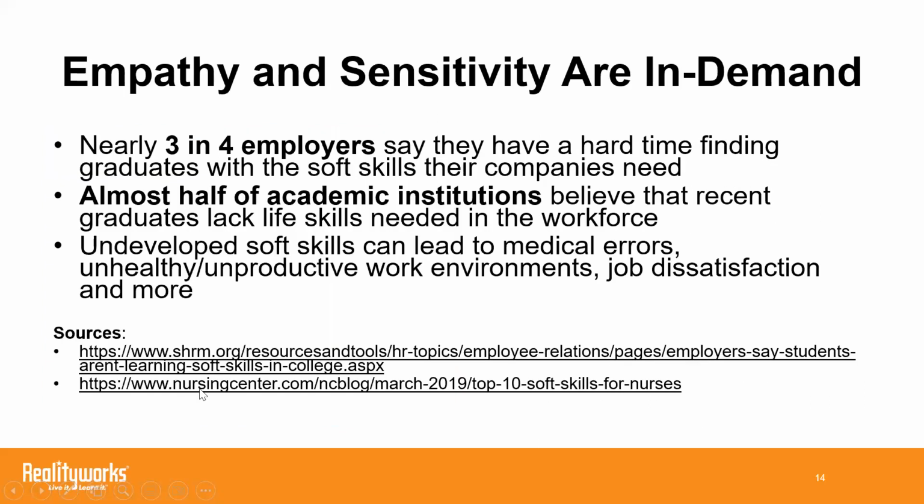So finally, a final trend that I want to talk about briefly that's meaningful to this discussion is that employers are continuing to report the need for employees with soft skills like empathy. Soft skills top employer wish lists both before and after the pandemic. In fact, nearly 3 in 4 employers say they have a hard time finding graduates with the soft skills their companies need. And educators are telling us this as well. Almost half of academic institutions believe that recent graduates lack those life skills needed in the workforce. So that stat was according to a 2020 Society for Human Resource Management study.